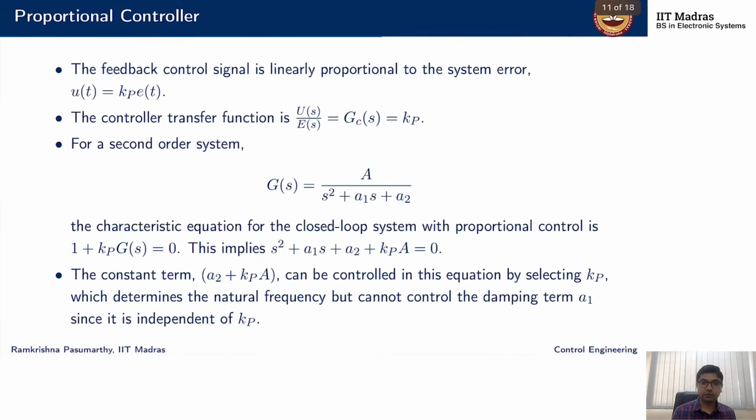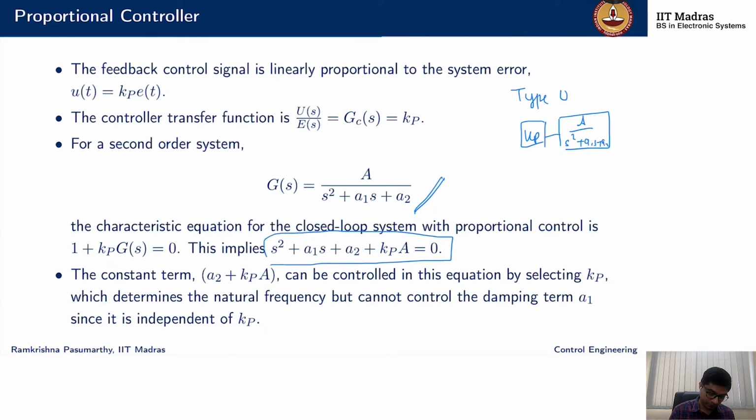Okay, I'll just go now from first order to a second order system. Say I have G now of this form. Just keep in mind that this is a type 0 system, because I'm just having G of A over s square plus a1 s plus a2, and then a Kp and so on. Okay, so I'll just do the closed loop system. I look at the denominator of the closed loop transfer function, and I have a characteristic equation of this form now.